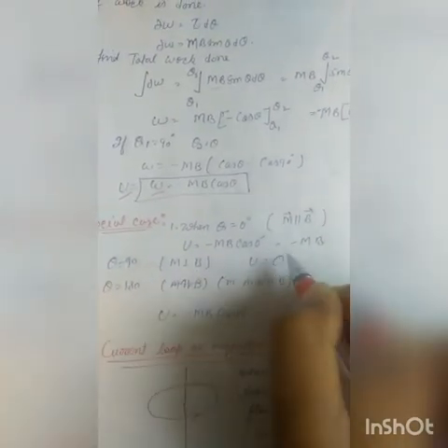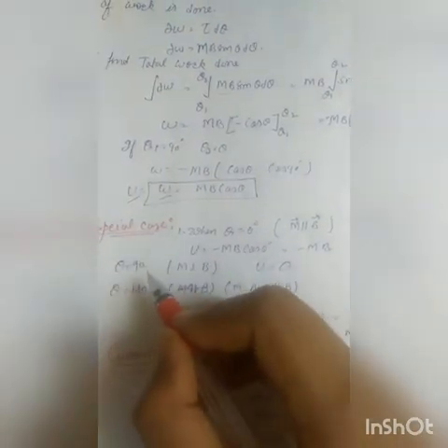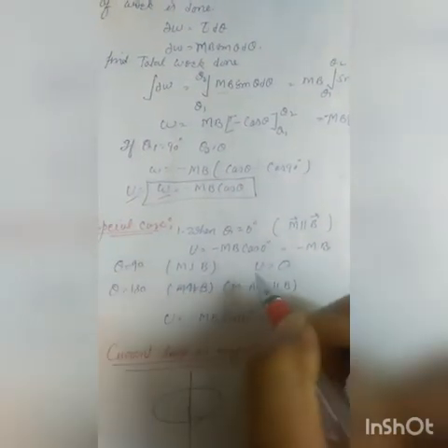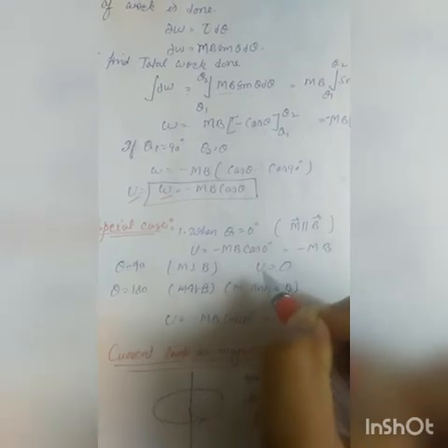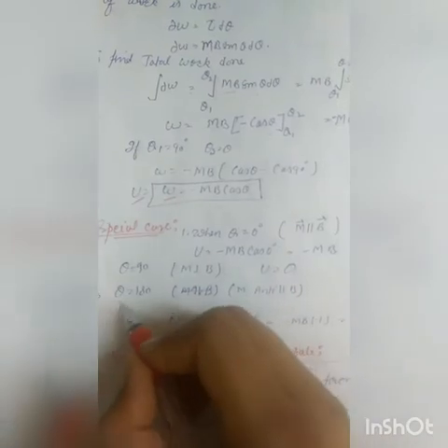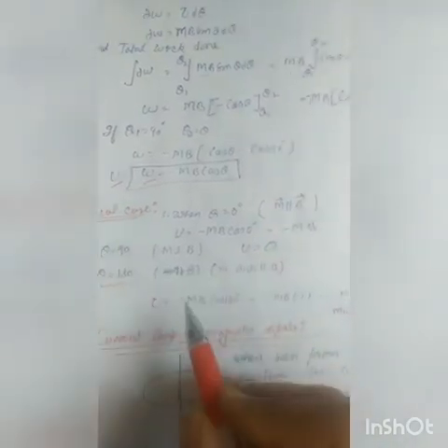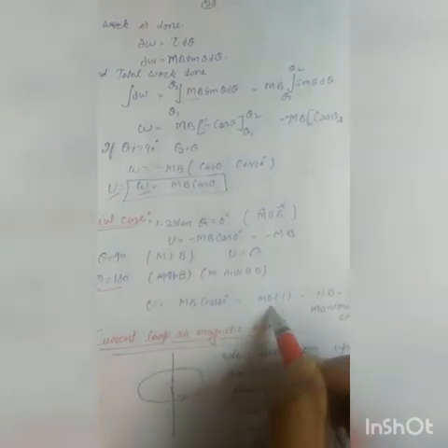When theta is equal to 0 degree, it means magnetic moment and magnetic field are both parallel. So U is equal to minus MB, which is the minimum energy. When theta is equal to 90 degree, cos 90 is 0, so potential energy is 0. When theta is 180 degree, U is equal to minus MB cos 180 degree. Cos 180 is minus 1, so we get MB, which is the maximum potential energy.